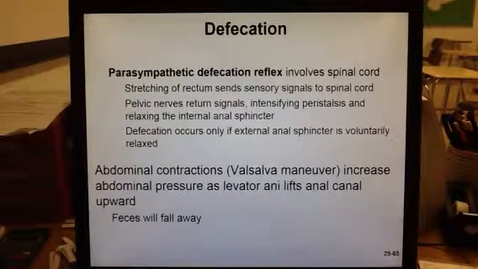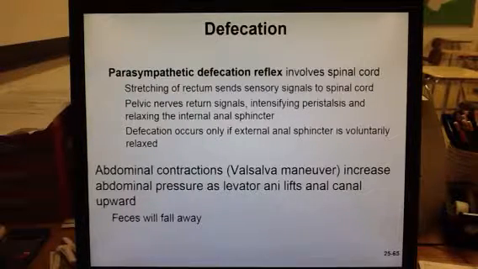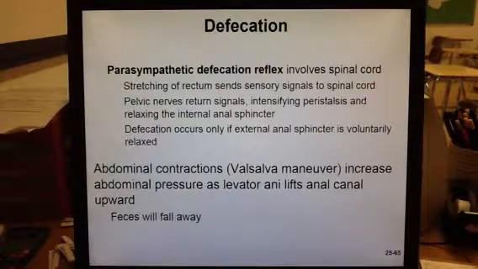And this talks about the spinal cord. I'm really not picky about that. That's more reflexes than we need to know about at this point. And then it talks about how it's not only the internal and external sphincter, but the abdominal contractions increase pressure of the abdomen, and then it lifts the anal canal upward, and so then your feces just falls away. I think that is the funniest wording right there.